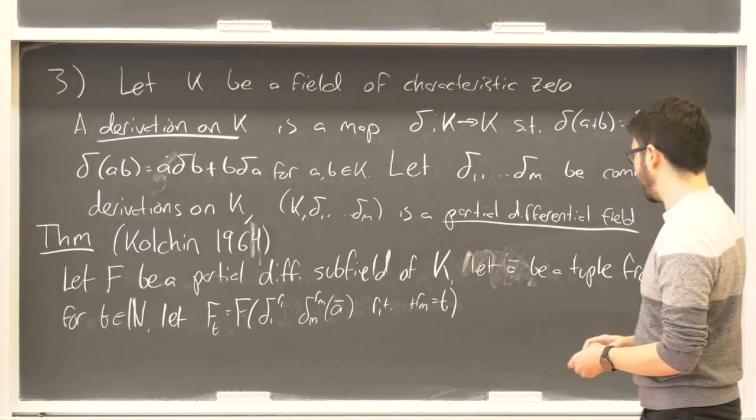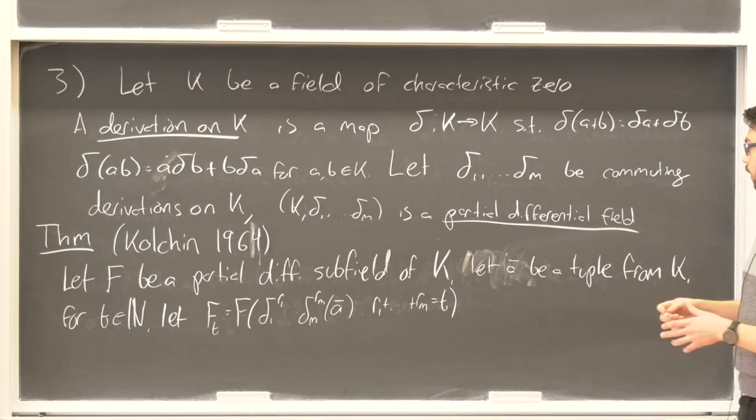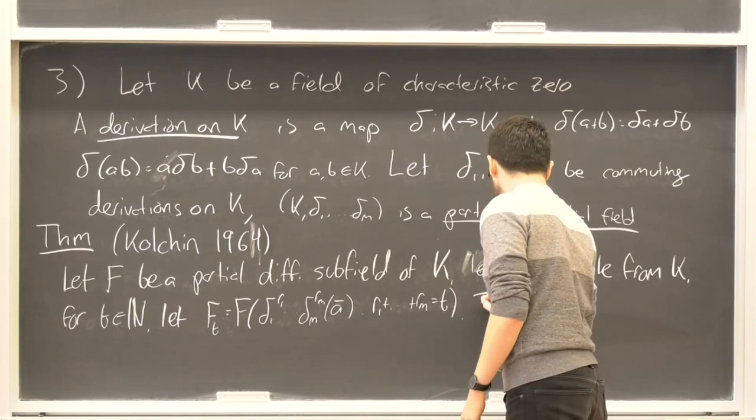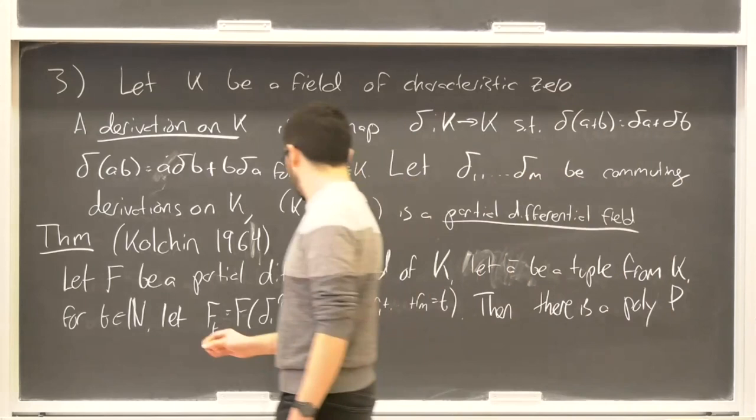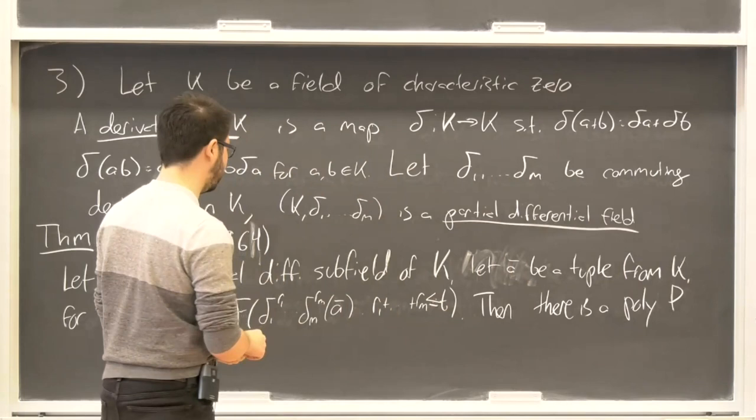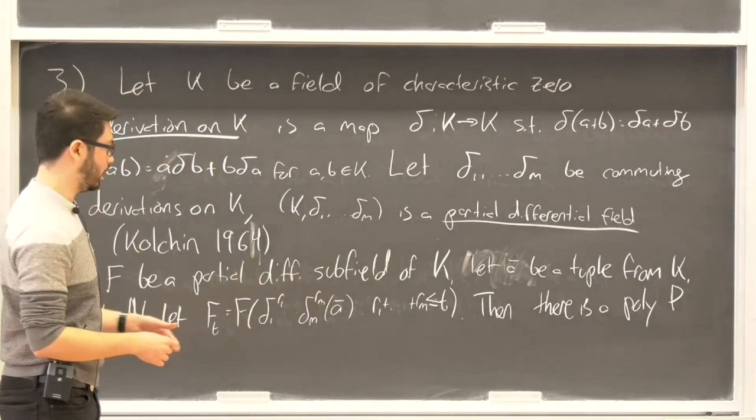So this is not going to be a differential subfield in general. It's just a subfield, right? So all I'm doing is taking this tuple A and applying all of the partial differential operators to it, but collectively I'm applying them at most T times in total. So then, just like the previous results, there is a polynomial P. The sum should be less than or equal to T here, and that'll be important a little bit later. So I'm applying these at most T times, but perhaps less. So this field also includes A and the derivatives of A and so on.